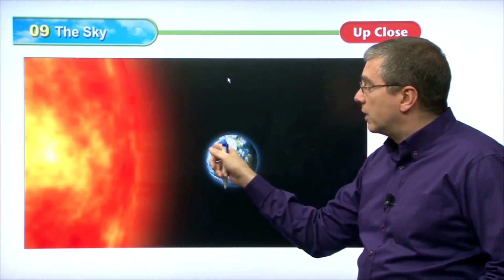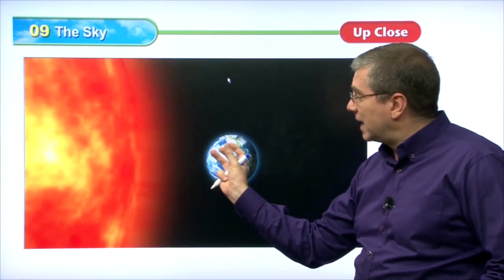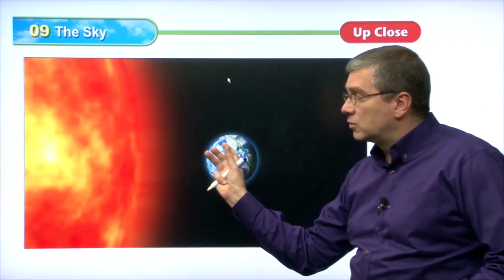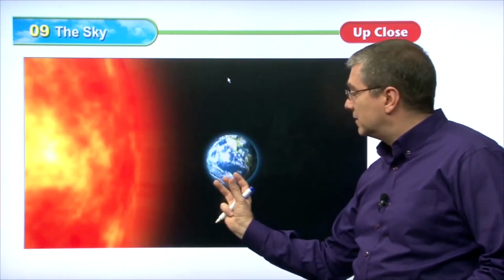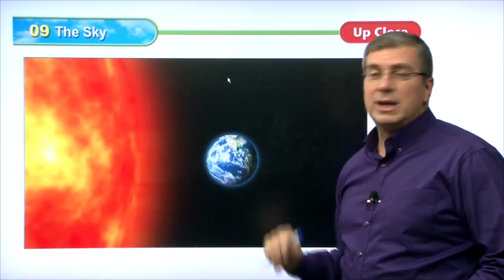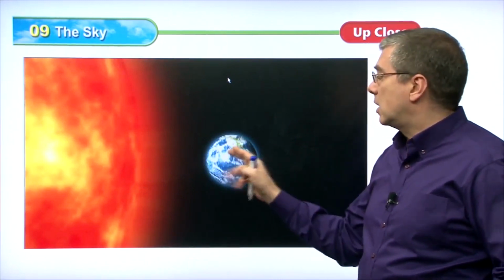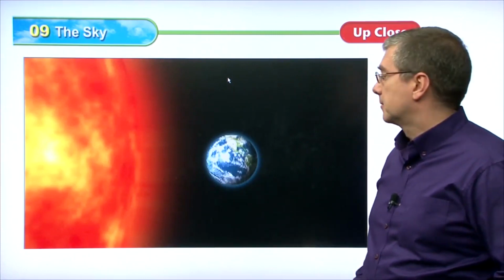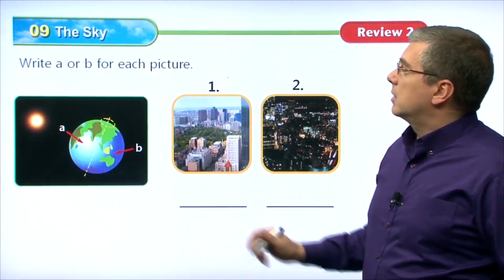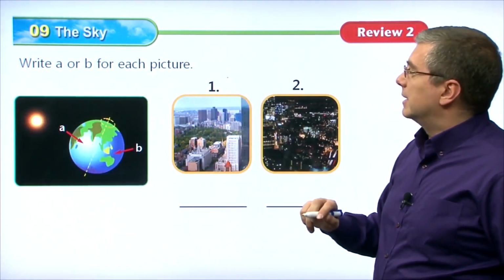And of course, over in Asia, it's morning because Asia is on the other side and it's swinging around to face the sun. So as the Earth rotates, we get sunlight, okay? And that causes day over here and night over here. Okay. Let's take a look at these examples.